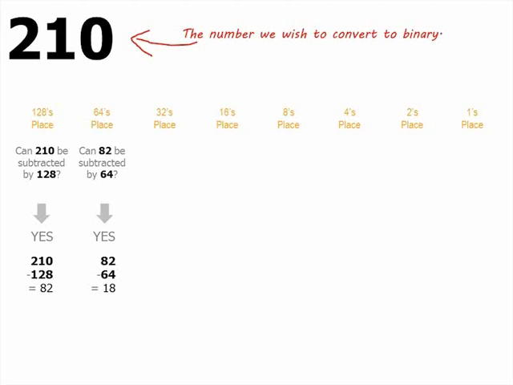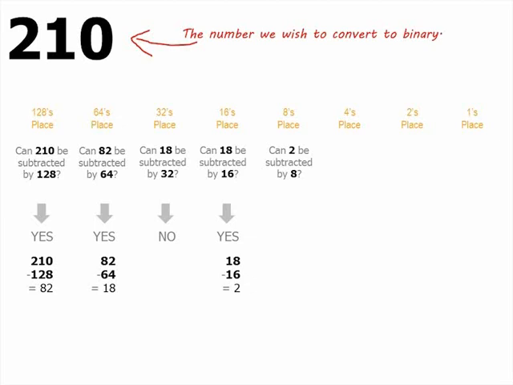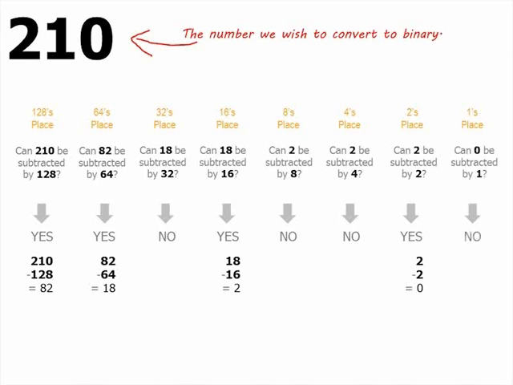Now move to the 32's place. Can 18 be subtracted by 32? No. So you ignore that one. You move on to the next one. Can 18 be subtracted by 16? Yes, it can. Now you have the number 2 left. Can 2 be subtracted by 8? No. Can 2 be subtracted by 4? No. Now, can 2 be subtracted by 2? Yes. And at this point, you're done. You're left with the number 0.